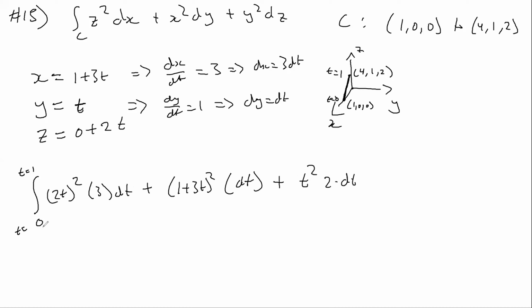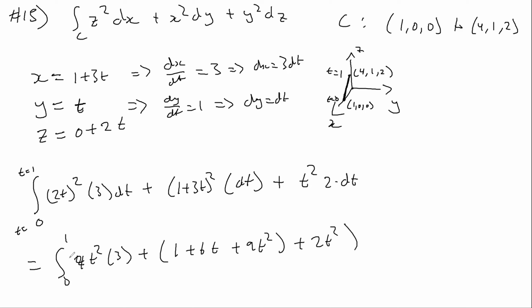All right, so you can simplify that down. So we're solving this integral from 0 to 1 of 4t squared times 3, plus 1 plus 6t plus 9t squared, plus 2t squared, all in terms of dt. Okay, so I'll leave that right there.